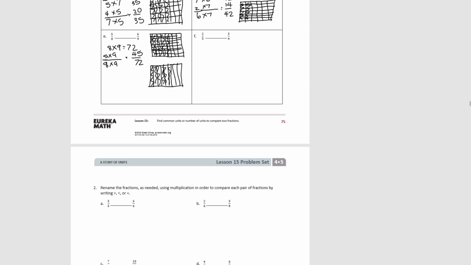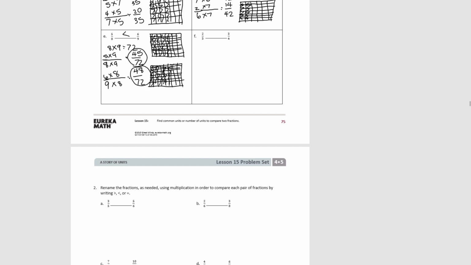And for the second fraction, 6/9, we want to end up with 72nds here also. So we're going to multiply by 8, and we're going to draw 8 rows. And comparing our two fractions, 45/72 and 48/72, 48 is going to be greater. Therefore, 5/8 is less than 6/9.